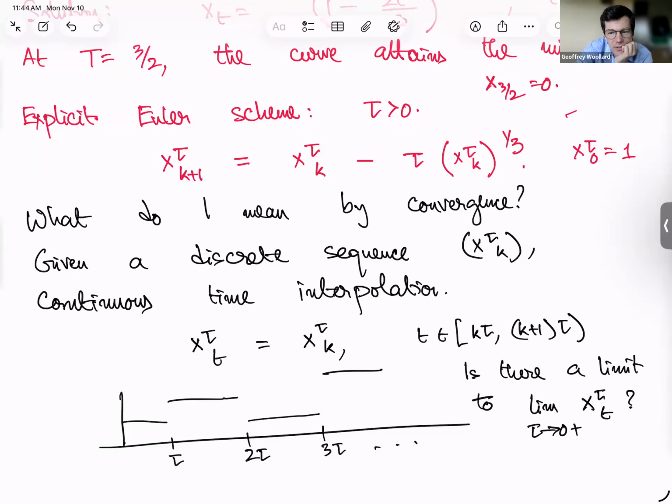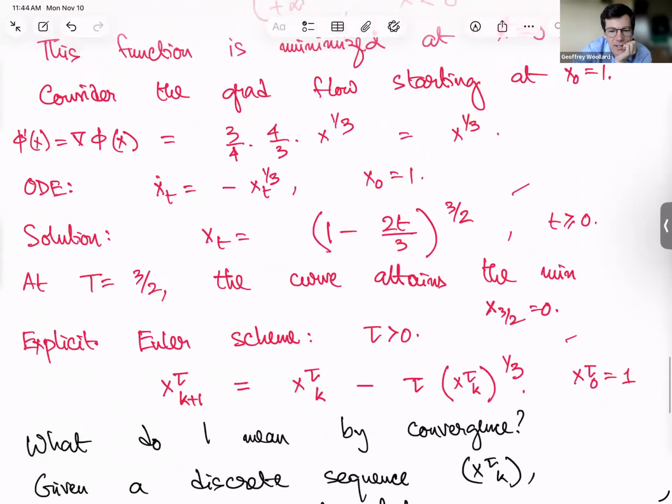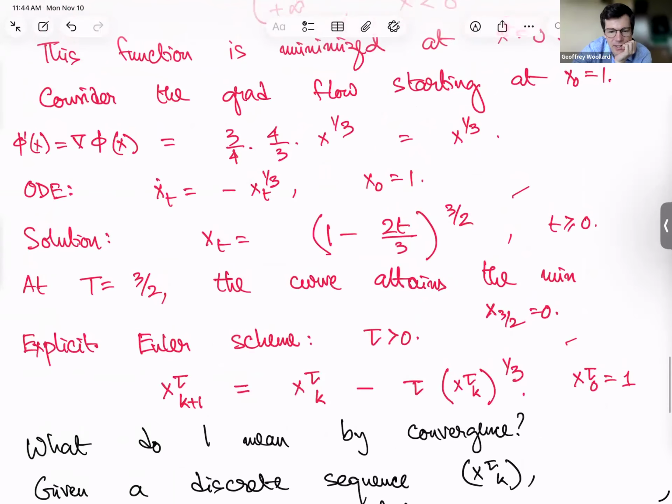I think in this case, as it gets closer and closer to 0, in the neighborhood of tau, the step is kind of bigger. Yes.